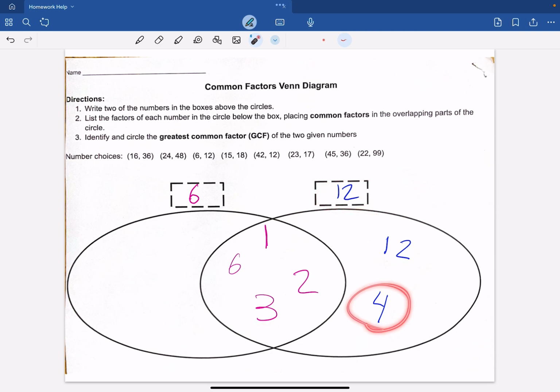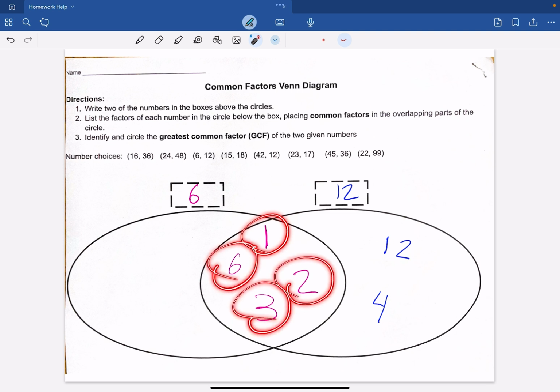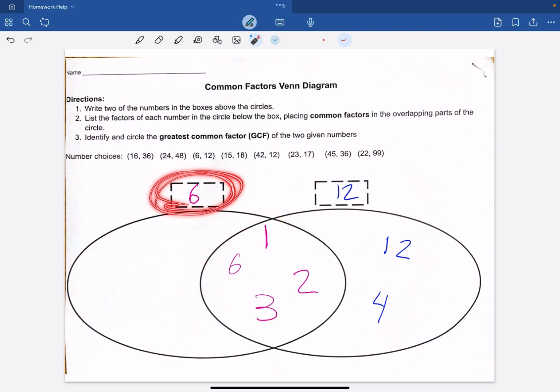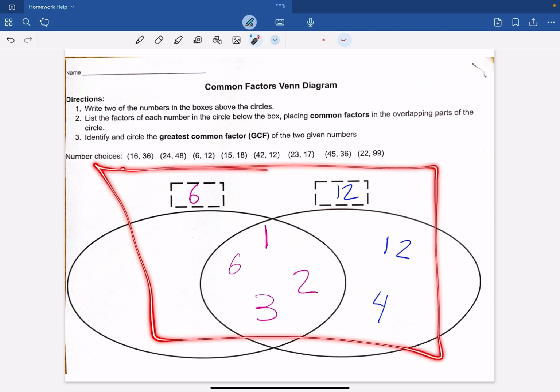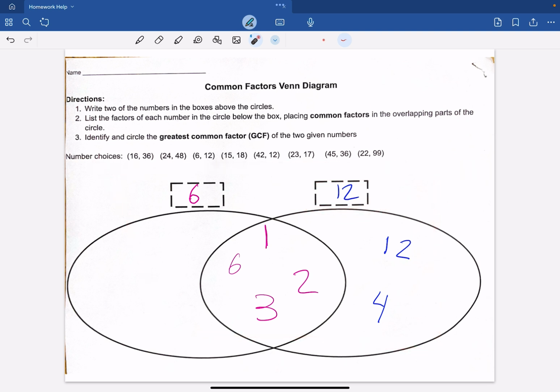So 4 is not a factor of 6, and 12 is not a factor of 6, but these other numbers, 1 and 2 and 3 and 6, those are both factors of 6 and 12. So this is how this chart should look in the end. All right, so that's doing the 6 and the 12. I'll do it one more time using a different set of numbers as an example, and then I want you to try to do one of the other set of numbers on your own.